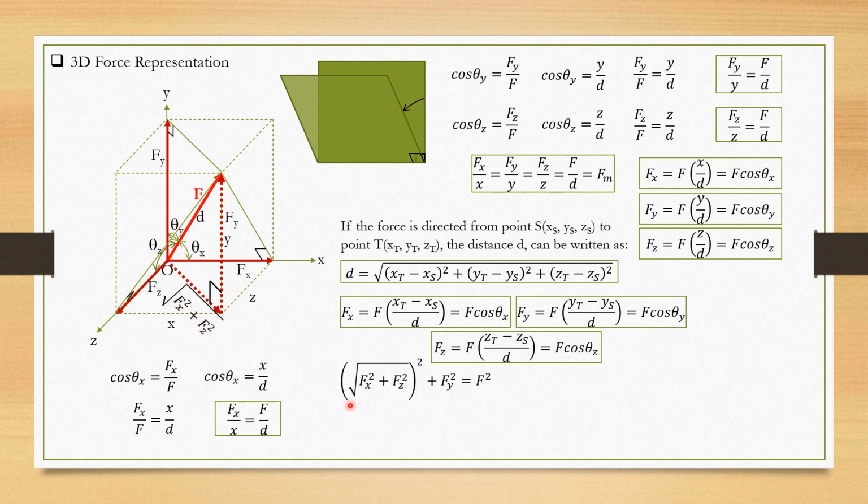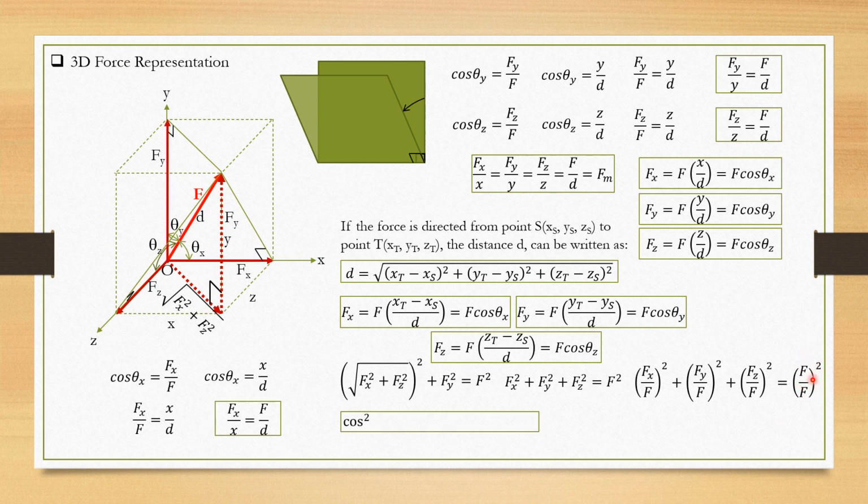So Fx square root of Fx square plus Fz square quantity square plus Fy square equals F square. So therefore, we can write that as Fx square plus Fy square plus Fz square equals F square. If we divide everything by F square, we write it as (Fx over F) quantity square plus (Fy over F) quantity square plus (Fz over F) quantity square equals (F over F) quantity square. Take note that Fx over F is cosine of theta x, Fy over F is cosine of theta y, and Fz over F is cosine of theta z, and (F over F) quantity square is 1.